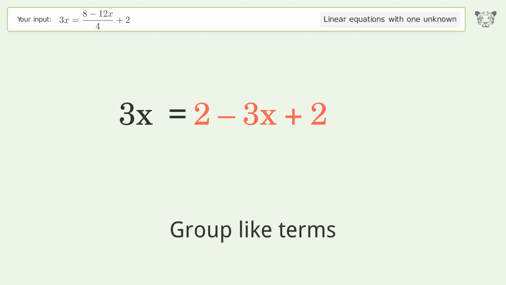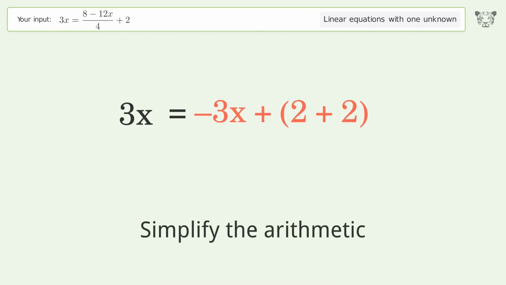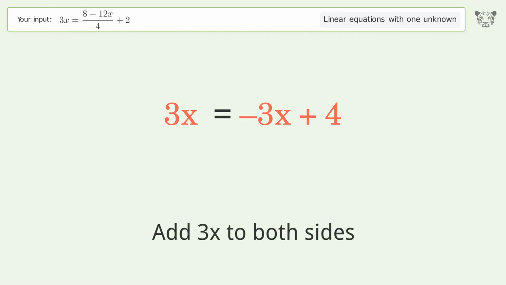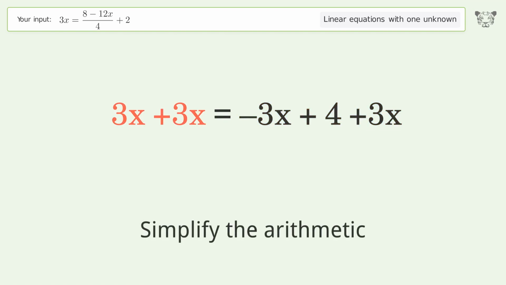Group like terms. Simplify the arithmetic. Group all x terms on the left side of the equation. Add 3x to both sides. Simplify the arithmetic.